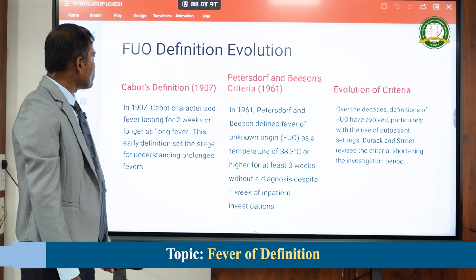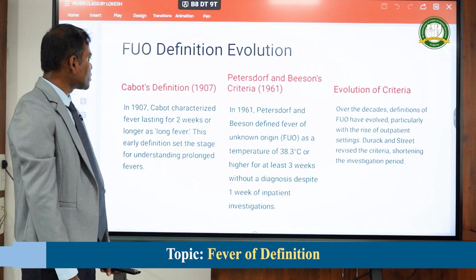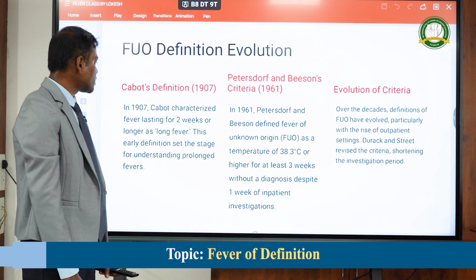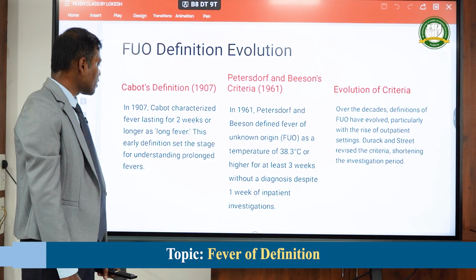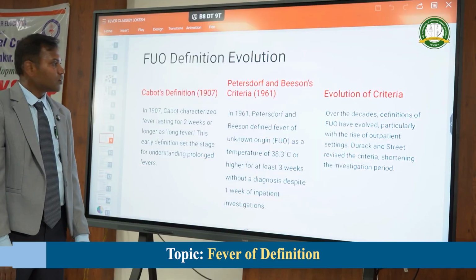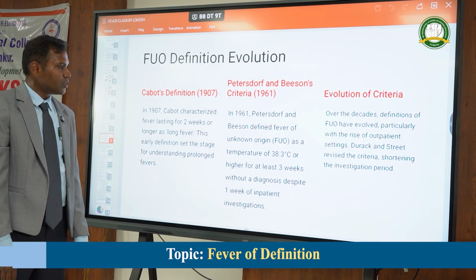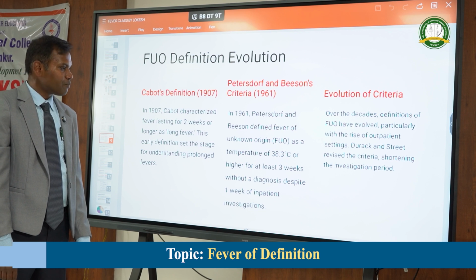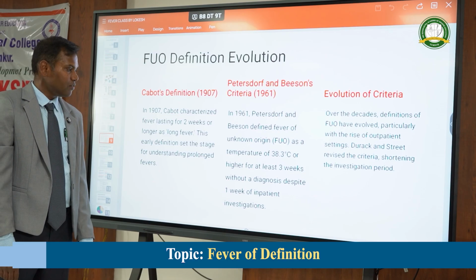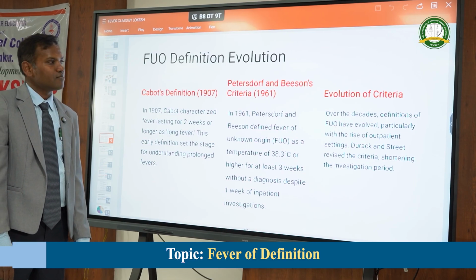This is the fever of unknown origin definition. Way back in 1907, Cabot's definition characterized fever lasting for 2 weeks or longer as long fever. This is the early stage of understanding prolonged fevers. Whereas in 1961, Petersdorf and Beeson's criteria defined fever of unknown origin as a temperature of 38.3 degrees centigrade or higher for at least 3 weeks without diagnosis despite 1 week of inpatient investigation.